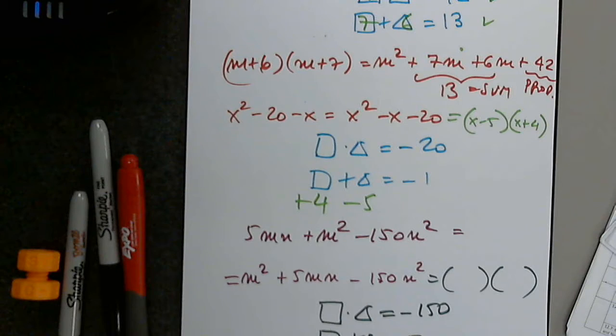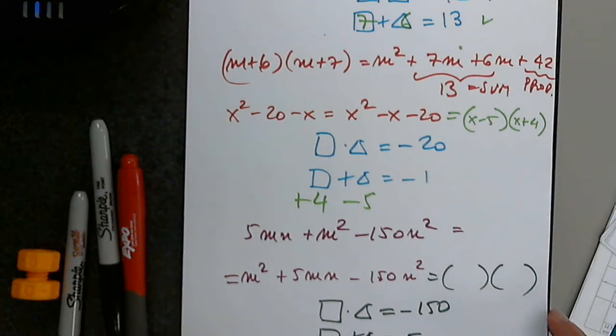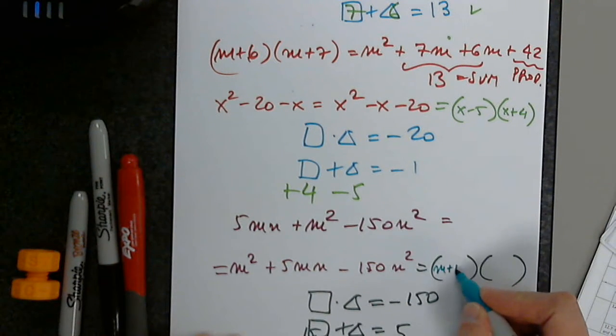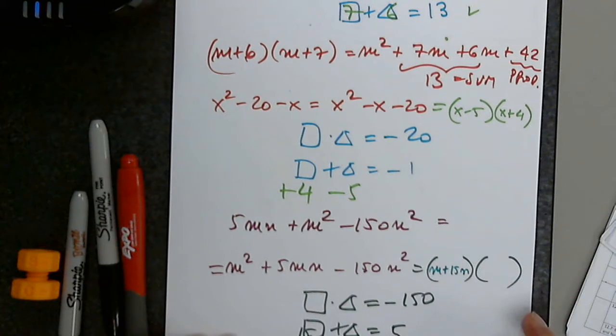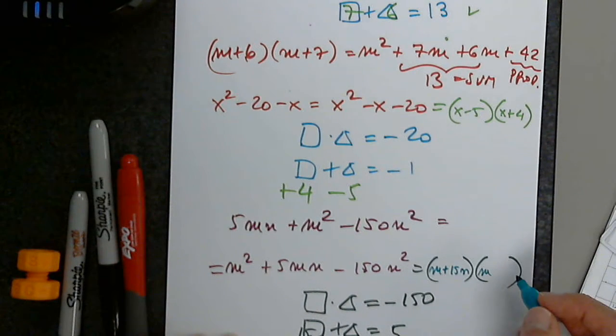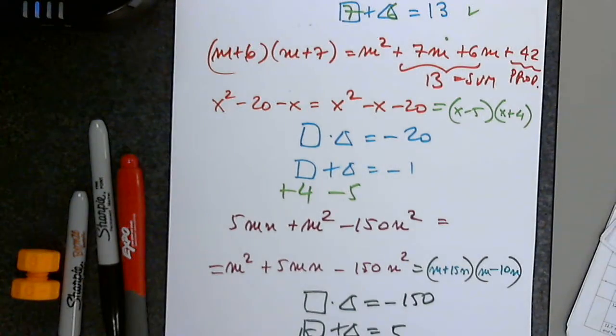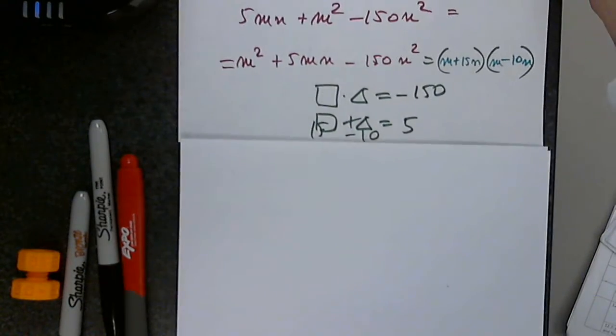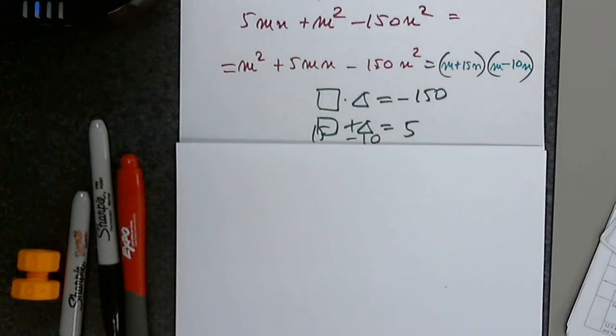What do I write? M plus 15n, and m minus 10n. Exactly. Excellent. Perfect. One more here, and then we'll go to the last possibility for trinomials.